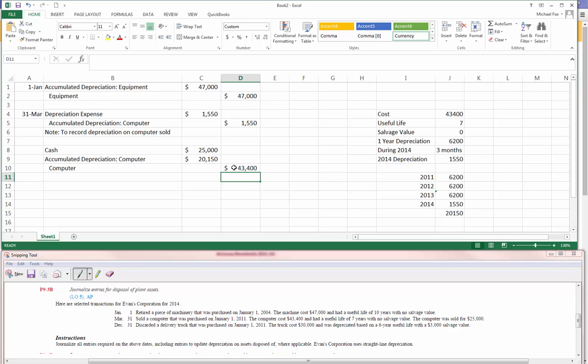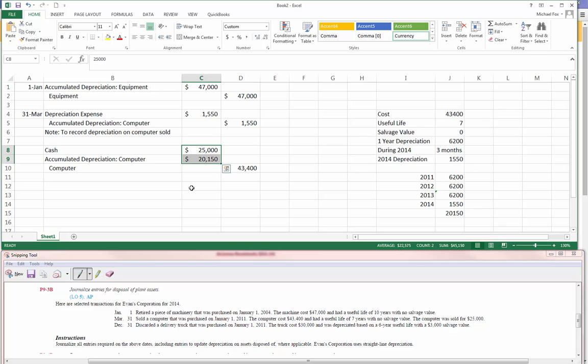At this point, you're going to recognize that I got some cash, that I got rid of my accumulated depreciation, and I got rid of my computer, but these don't balance. You can see that these two add up to $45,150, and the computer asset adds up to $43,400. So in order to make this whole thing balance, I'm going to have to do a credit entry that will make the debit and credit sides add up.